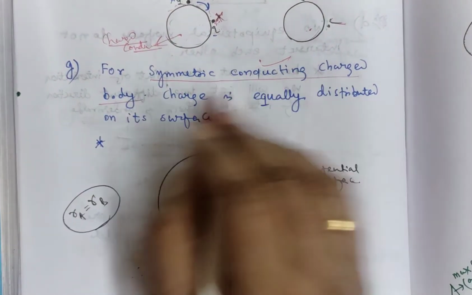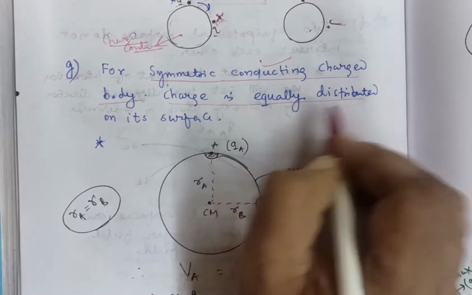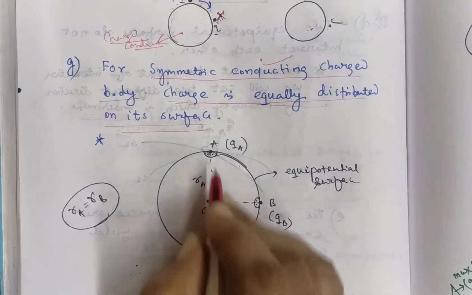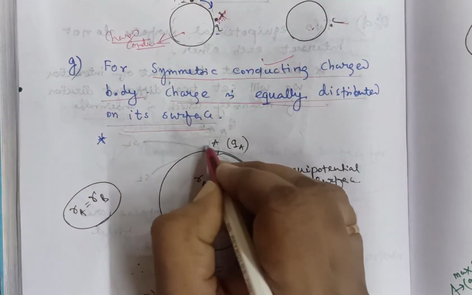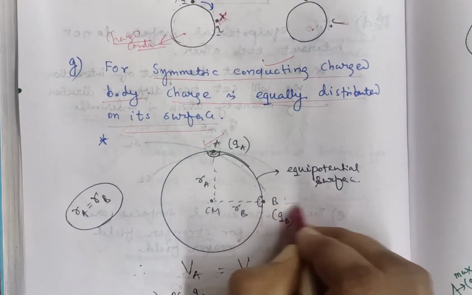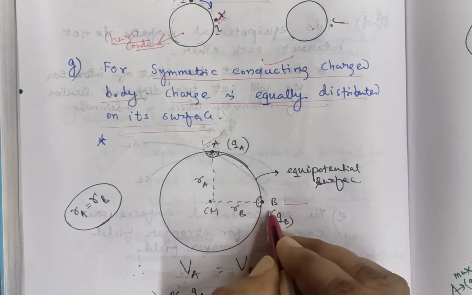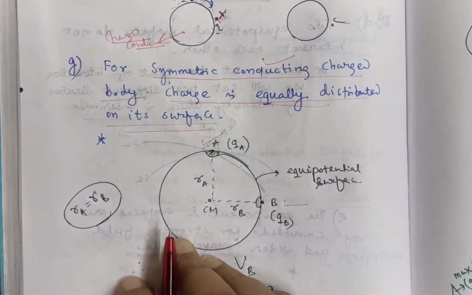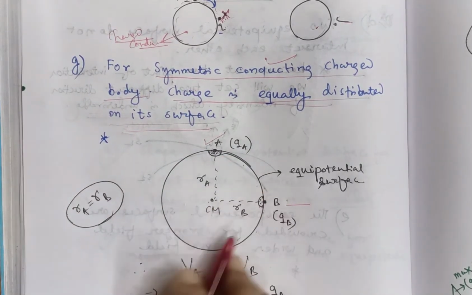For a symmetric conducting charged body, what does the statement say? The charge is equally distributed on its surface. That means every point on it has equally distributed charge. If you choose a point A here and a point B here, the charge will be the same at A and the same at B. Now by mathematical analysis, we have to prove how, for a symmetric conducting charged body, charge is equally distributed.